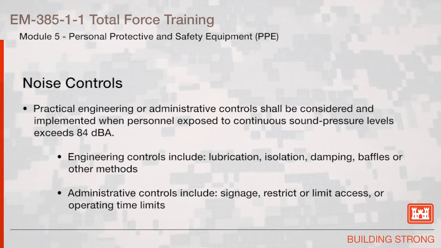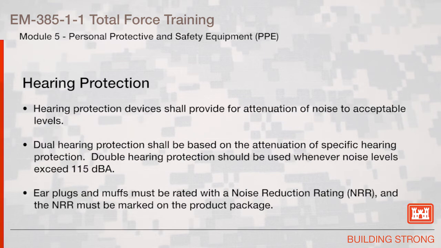Practical engineering or administrative controls shall be considered and implemented when personnel exposed to continuous sound pressure levels exceed 84 decibels. Engineering controls include lubrication, isolation, damping, baffles, or other methods, and administrative controls include signage, restricting or limiting access, or operating time limits. Hearing protection devices shall provide for attenuation of noise to acceptable levels.